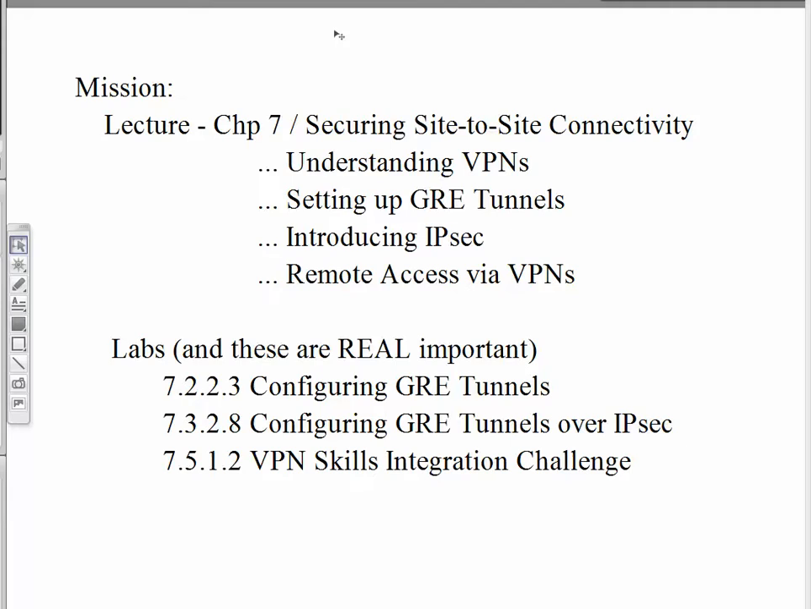And then finally, we'll talk about remote access VPN, which is what you would do from a client, like a Windows machine, a Linux machine, a tablet, or a phone. Then the summary, and then we'll be started.